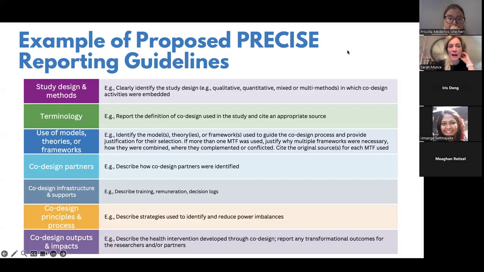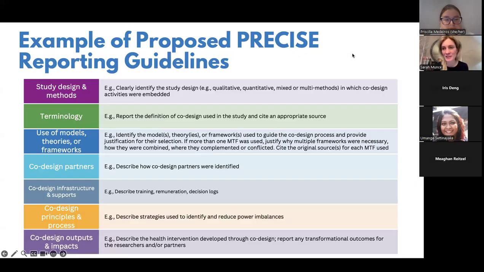So in terms of study design and methods, asking participants, or including in the guideline, to clearly identify the specific study design in which the co-design activities were embedded. Also asking participants about terminology, so being transparent about the specific citation they've used as part of their conceptual definition of co-design.